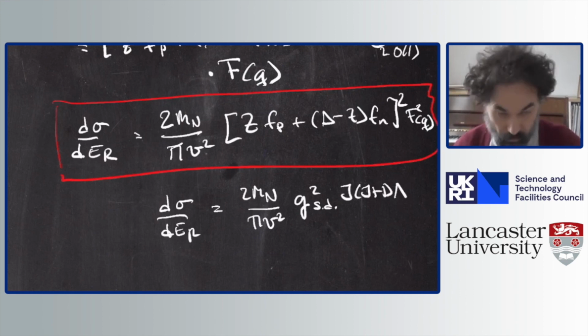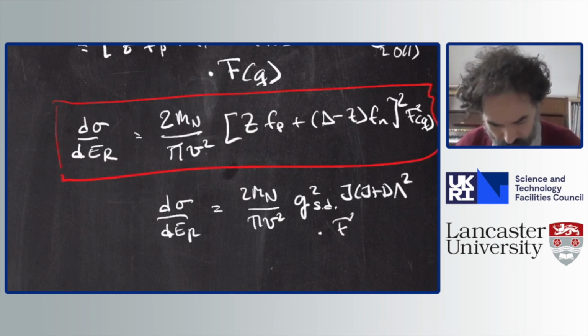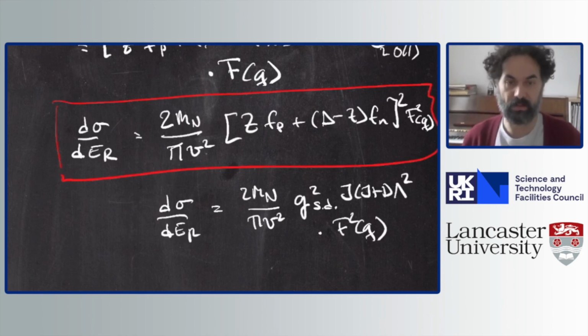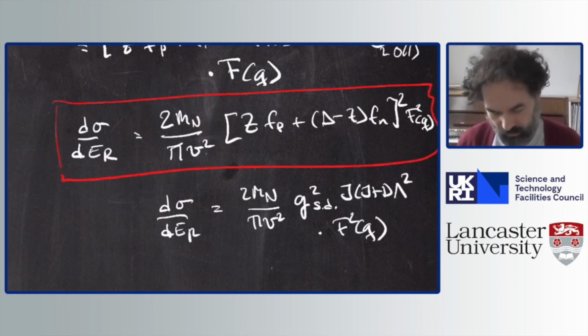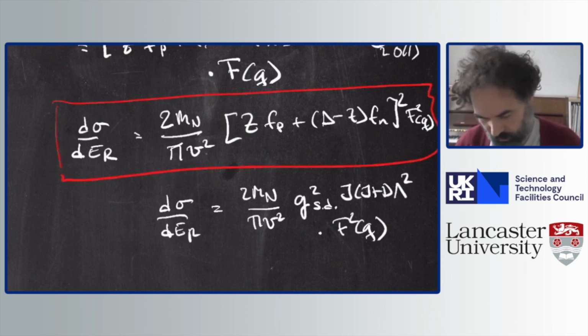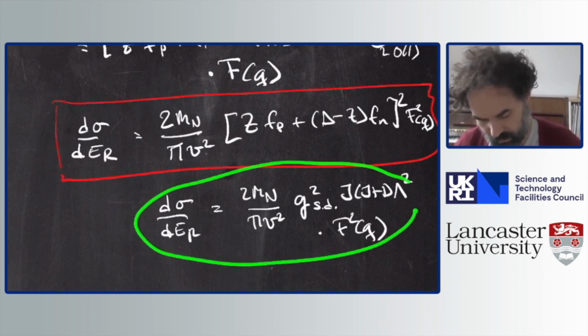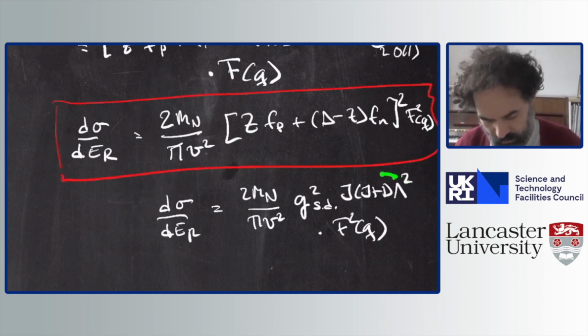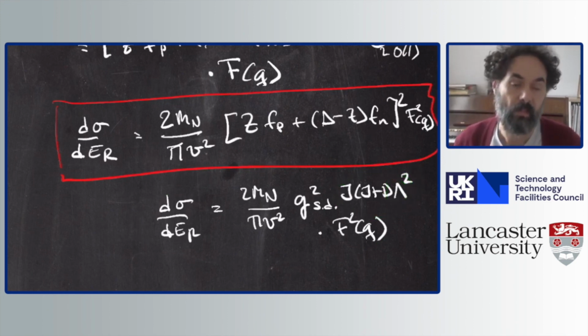This is the mass of the nucleus. Here is some average quantity, and again some function telling us about the coherence of the scattering. I don't want to insist on this formula. The only thing I want to insist on is that there is no enhancement anywhere given by the number of nucleons.